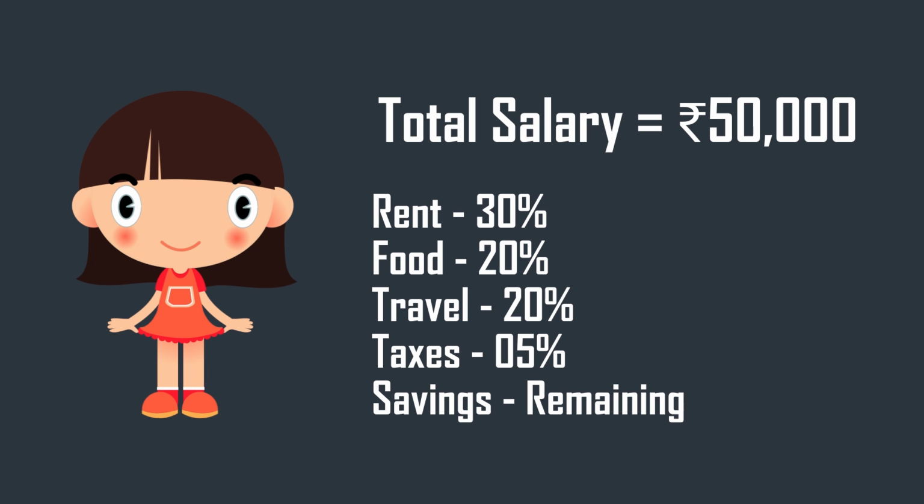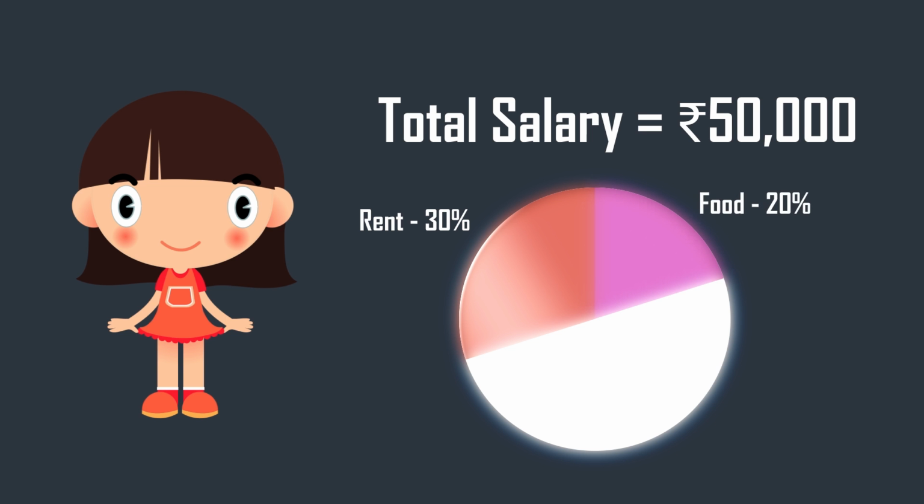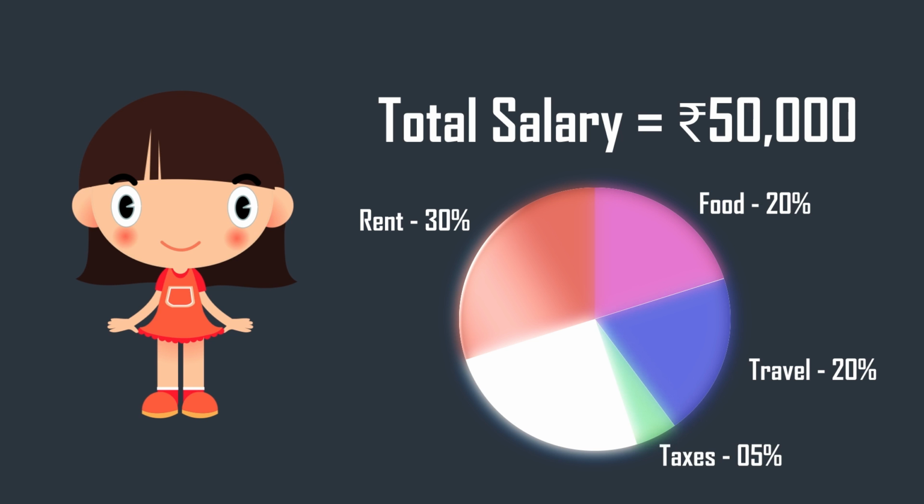So we know that any percentage is a fraction out of 100. In this case, we have rent as 30%, that is 30 of 100. Food is 20%, that is 20 of 100. Travel is again 20%, that is 20 of 100, and taxes is 5%, that is 5 of 100. So savings will be whatever is remaining out of 100. So can you figure out what the missing portion is?